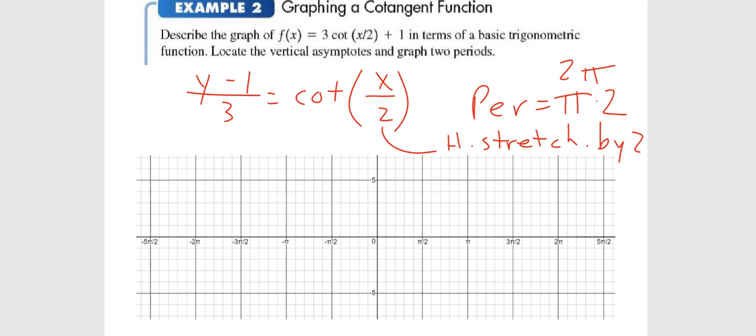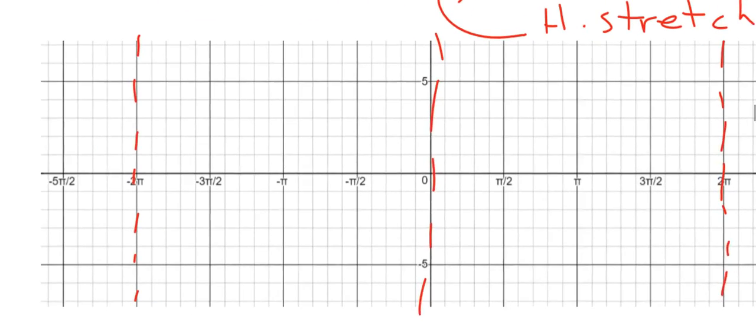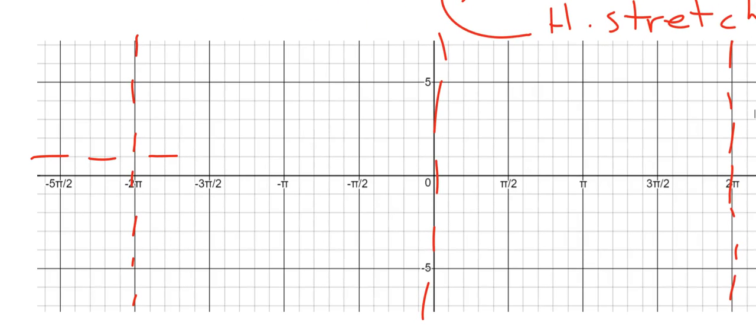Okay? So if the original asymptotes were at 0 and pi, now by stretching those, 0 is not going to change, but the asymptote will go over to 2 pi. Likewise, you'll have another one over here at negative 2 pi. Now, we have also shifted this thing up 1 unit. So that means we've got the center line of the wave running right through here. Maybe I should just do a solid line.